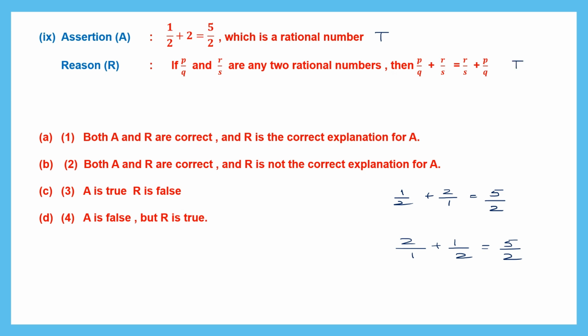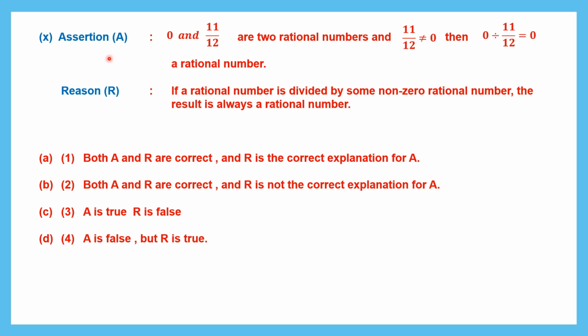This statement is also true, but is this the correct explanation for the assertion? It is not. This is a commutative property, and we are not talking about the commutative property here. We're just saying when you add up two rational numbers, you get an answer which is also a rational number. So both the statements are correct, but the reason is not the correct explanation for the assertion. So which is our correct option here? Look at option 2. It says both A and R are correct, but R is not the correct explanation for A. So our answer that we're going to choose is option B, where both are correct, but R is not the correct explanation for A.